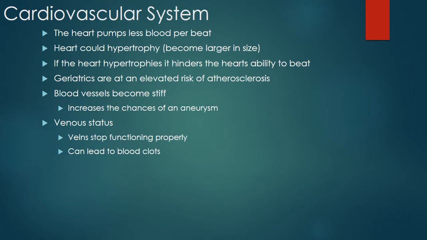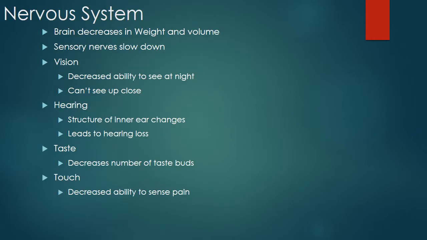Here's another thing that can happen, called venous stasis. It's when the veins stop functioning properly and blood begins to pool in areas, which then leads to blood clots. Also, the blood vessels become stiff, which puts elderly patients at an increased risk for aneurysms.